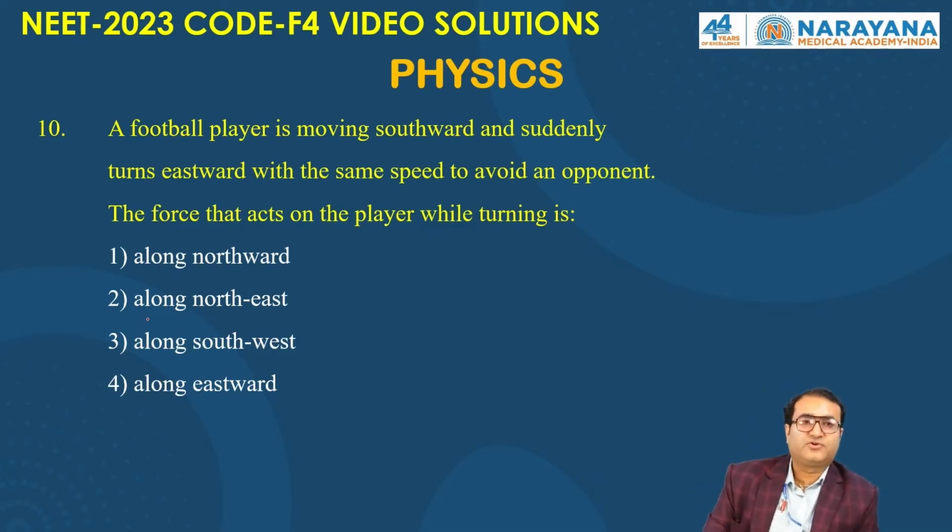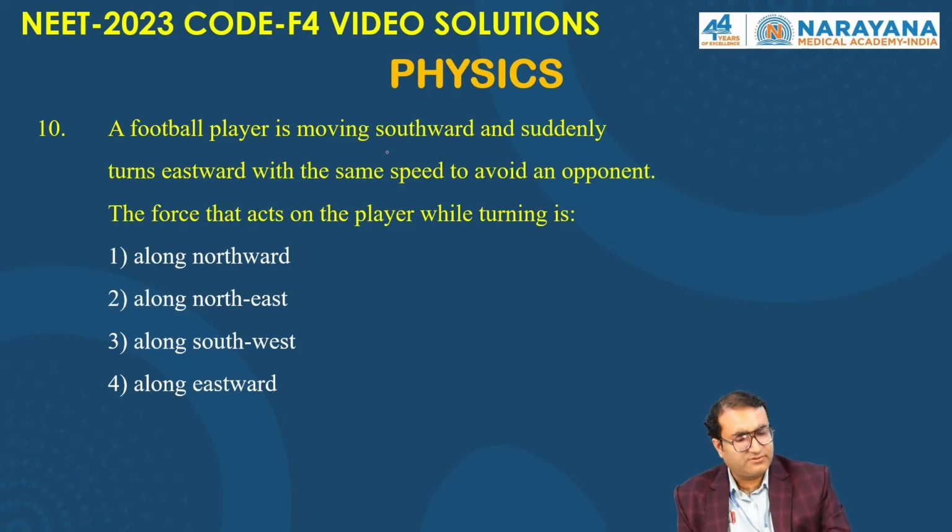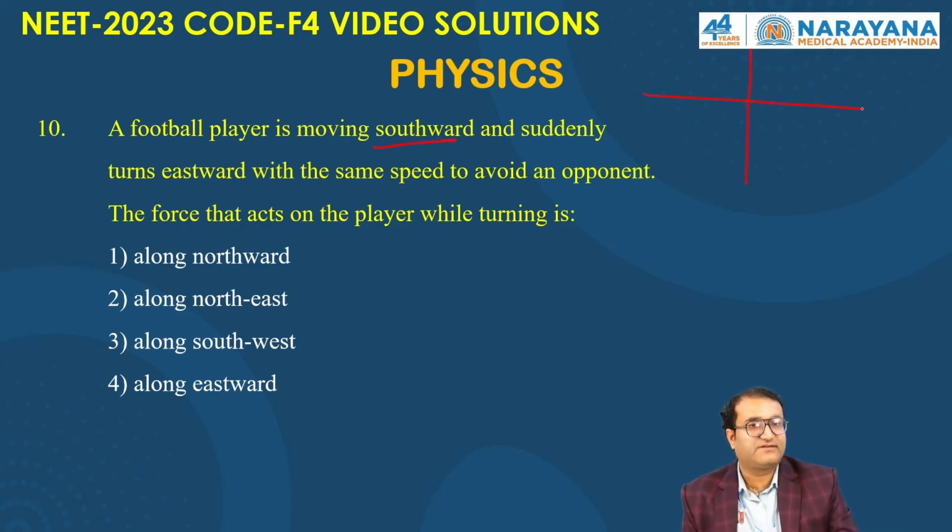Now, let us turn to question number 10. A football player is moving southward and suddenly turns eastward with the same speed to avoid an opponent. The force that acts on the player while turning is. So it is moving southwards. What you can do, make this a Cartesian system. This is i cap, this is j cap, this is minus j cap. So south is minus j cap. Initial velocity, let it be minus some constant into j cap. I'm writing some constant, you can write minus k j cap.